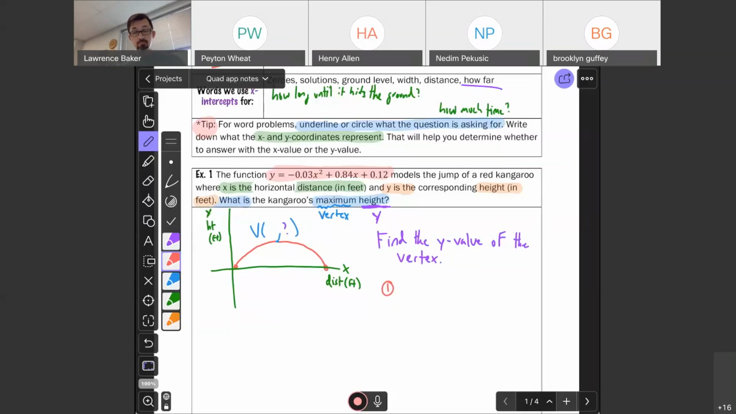We already have the y. We do? What's our y? 0.12. What is this, Peyton? 0.12, yeah, but what is that? What's that represent? The y value. The height. It's not the y value. It's the y what? Intercept. It's the y-intercept. That's here. Right? We're not looking for this. Ah, shoot. We're looking for that. Right? We do not want that. Okay? We're looking for this point.